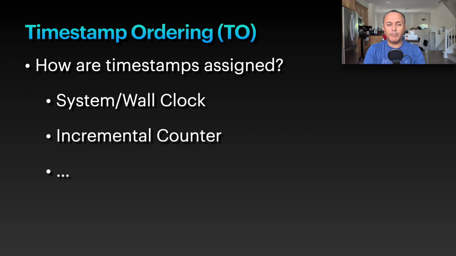You could also use a combination of both, or a completely different method. As long as it produces something that is unique for every transaction and monotonically increasing, that should be a good timestamp value.